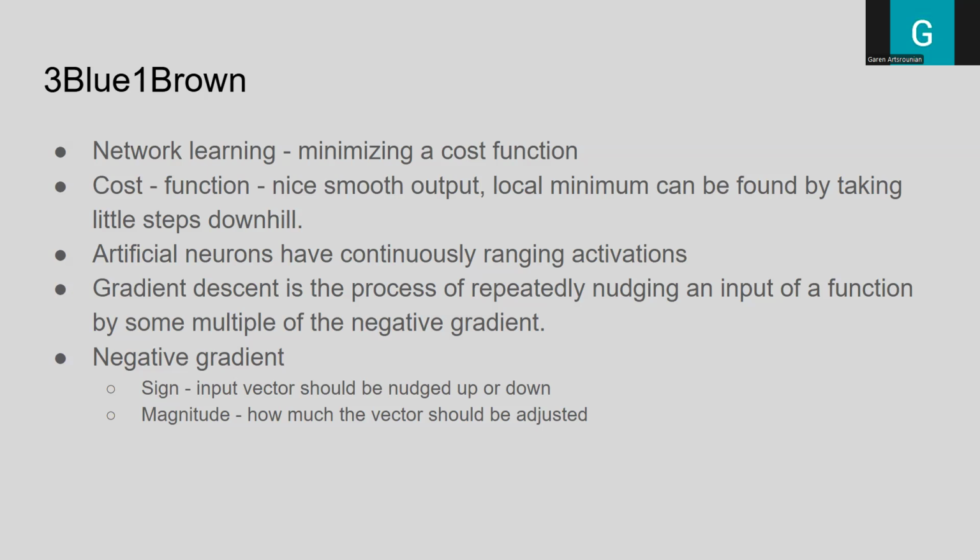In this case, the negative gradient has two important components, which are sign and magnitude. Sign is whether the corresponding parameters should be increased or decreased, and magnitude is how much the parameter should be adjusted.